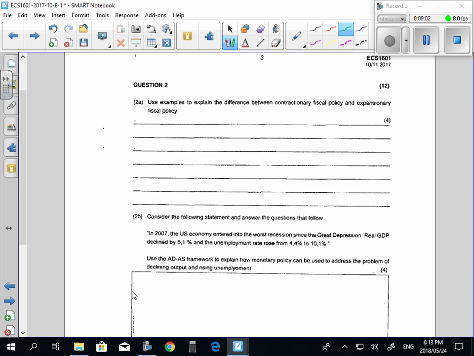Use examples to explain the difference between contractionary fiscal and expansionary fiscal policies. All right. So firstly, what you need to know about this is your fiscal policy is your government's policy. Remember, we also look at the monetary policy, but that is the policy of the South African Reserve Bank. Okay. So fiscal policy is your government's policy, and it is made up of government expenditure and taxation.